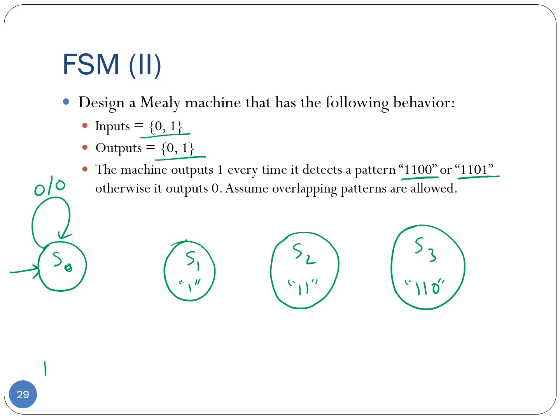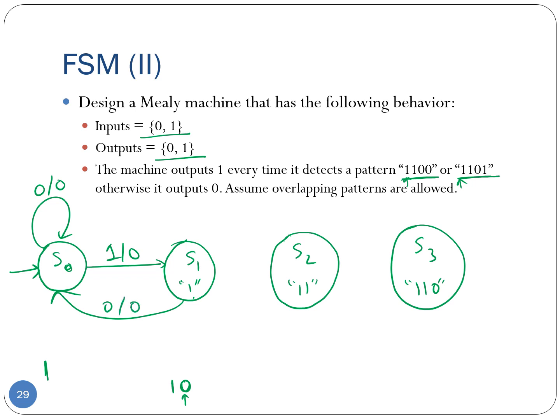Now here at S0, if you get a 1, this 1 could be the first one in the two patterns that we are interested in. So we transition to S1 and output a 0. At S1 here, we have already seen 1. Now if we get a 0, you see this 10 is not a prefix in either of the two patterns that we are looking for, and 0 cannot start the next pattern. So if we get a 0 here, we go back to the starting state and output a 0.